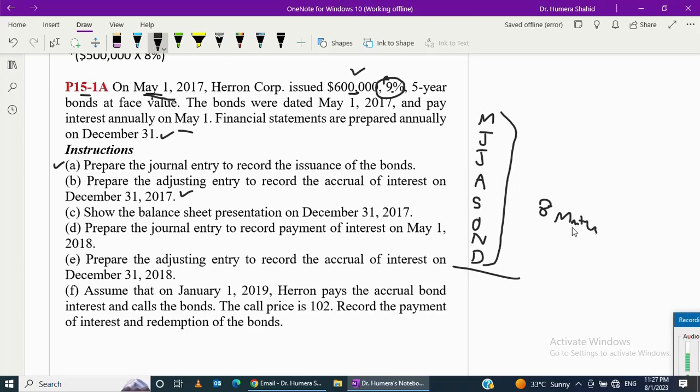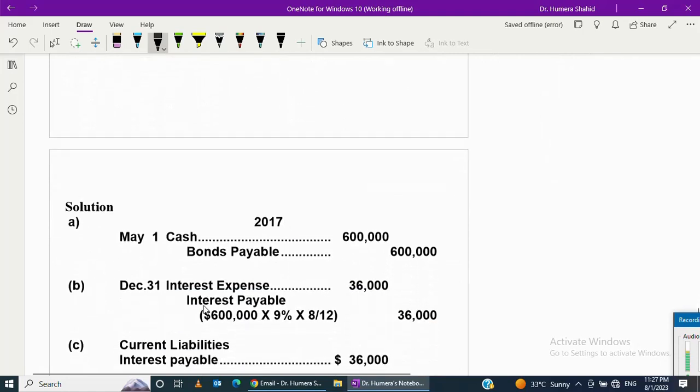So don't forget to put the partial year factor. So let's do this over here. 600,000 was the value of the bond, 9% is the rate, and 8 by 12 because of the partial year factor. So that is 36,000 interest expense and 36,000 interest payable.